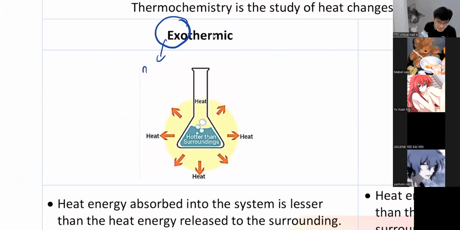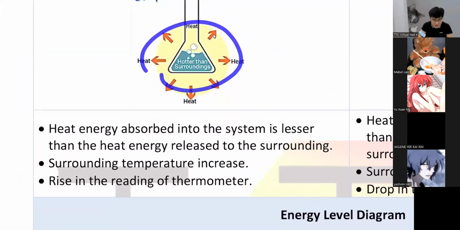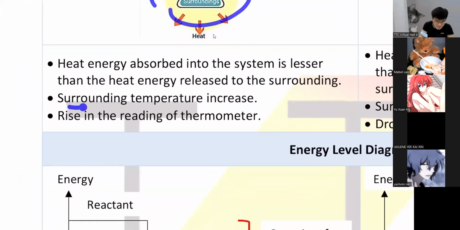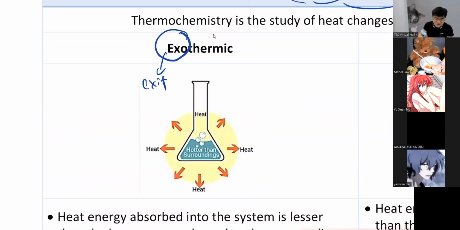EXO means exit. That means heat exit. I bebaskan haba, I release heat to the surrounding. So the surrounding becomes hot. So that's the point, you see. Surrounding temperature increase, suhu persekitaran meningkat. My surrounding becomes hot.